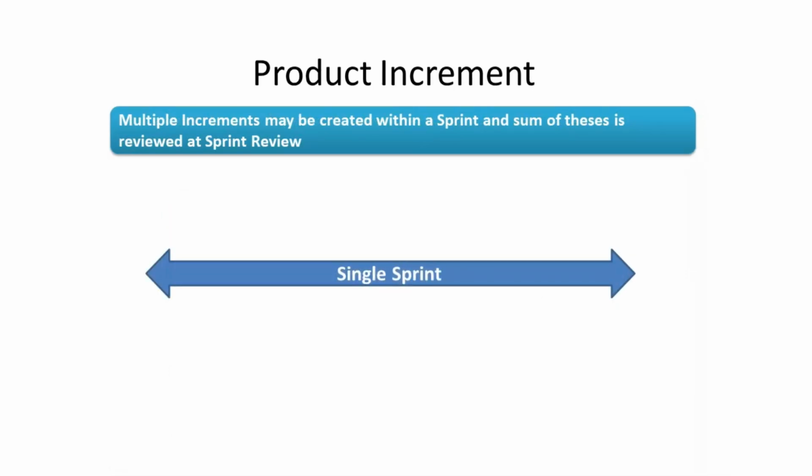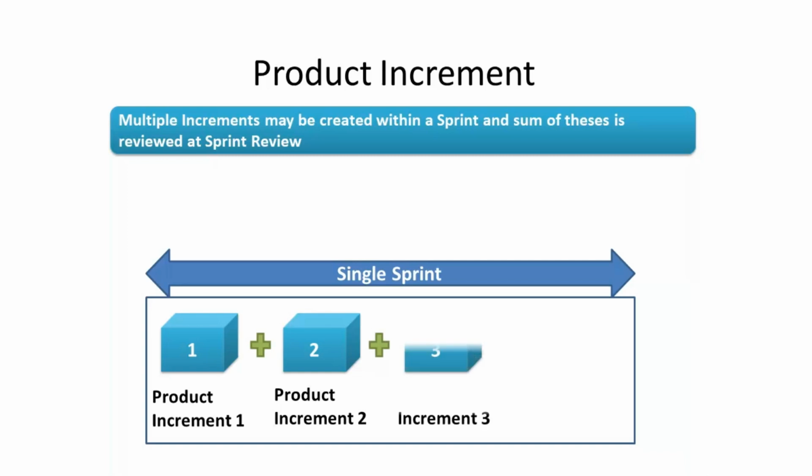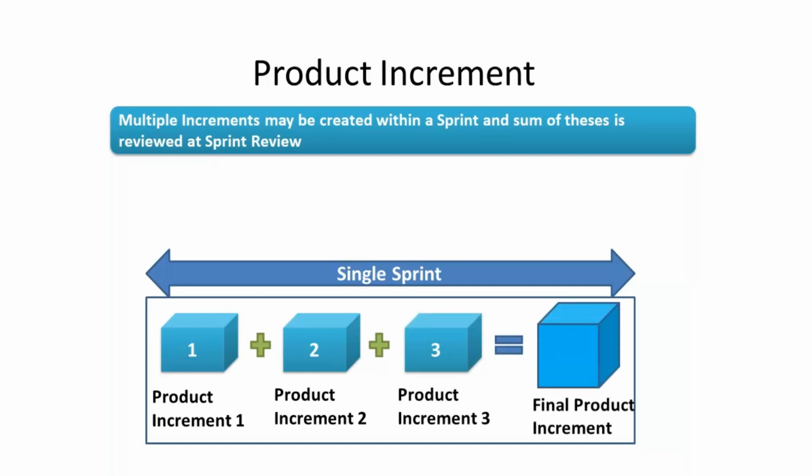In a single sprint, multiple product increments are created: product increment 1, product increment 2 and product increment 3. The final product increment is the summation of all the increments developed in the sprint. That is, the final product increment should have all the features from all increments developed in the sprint. This final product increment should then be reviewed at the sprint review.